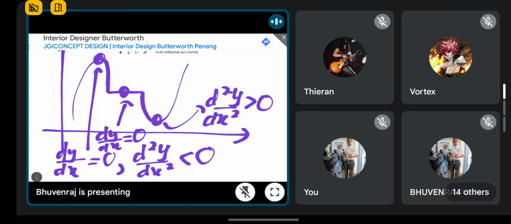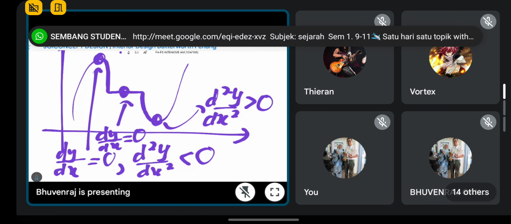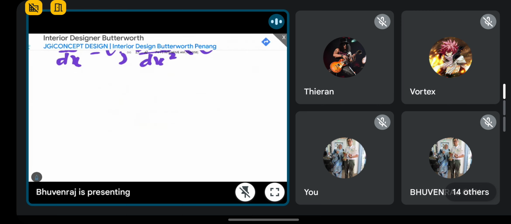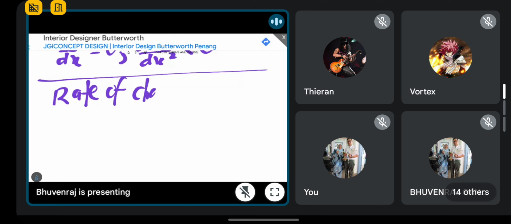Okay, so next part, I think we are coming to the rate of change already. We are entering rate of change now. Okay, let us talk about rate of change. Another interesting topic. Satu lagi topik yang agak menarik: rate of change of related quantities. Then we will go to small changes, then finish the chapter.